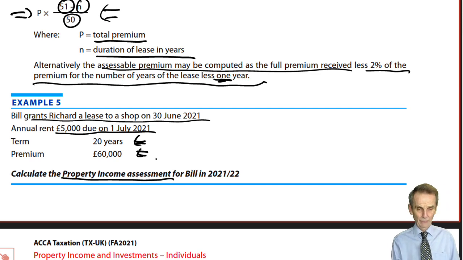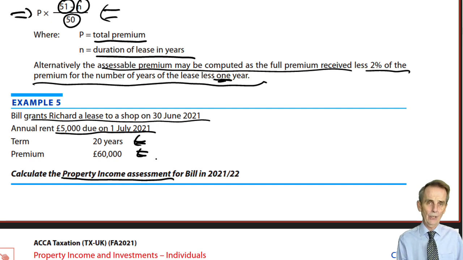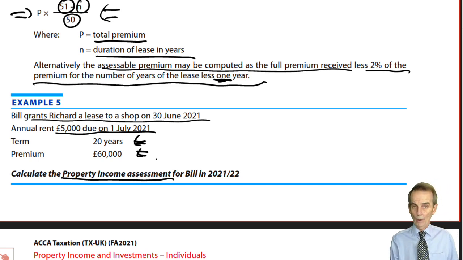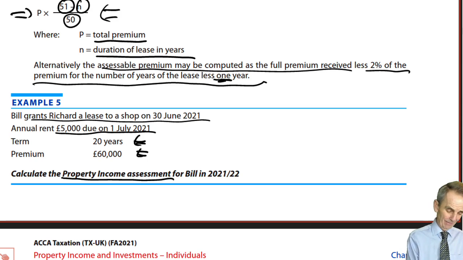So over to you, therefore, now. You've seen what we've done with that class example. Establish that property income assessment, please, for Bill, again, for our 21-22 tax year. So pause now while you have a go at that quick exercise.